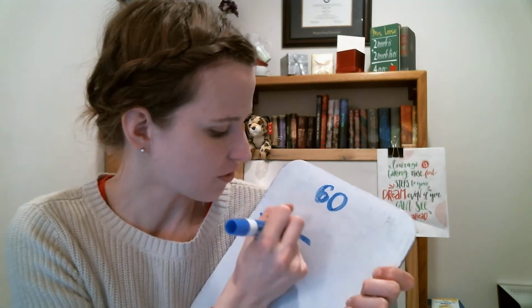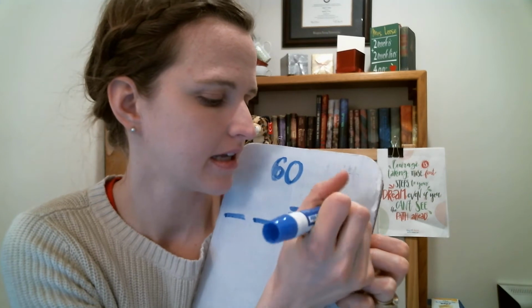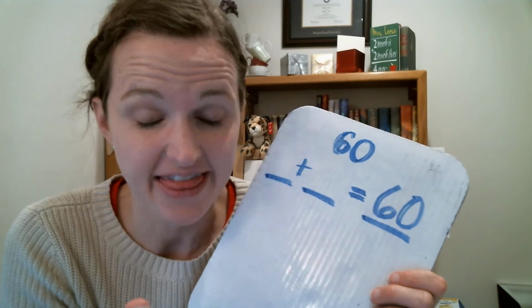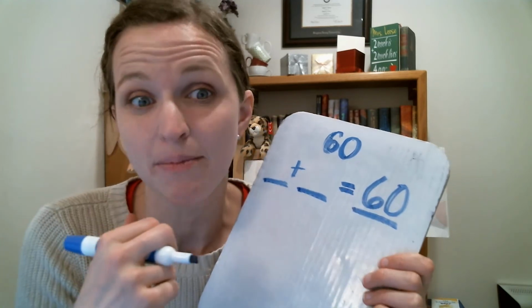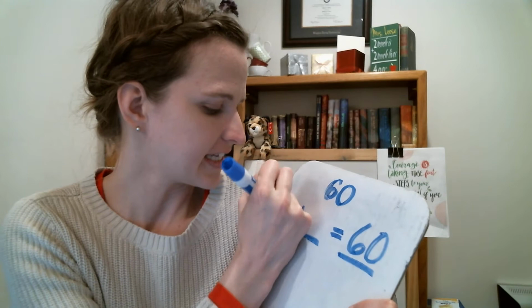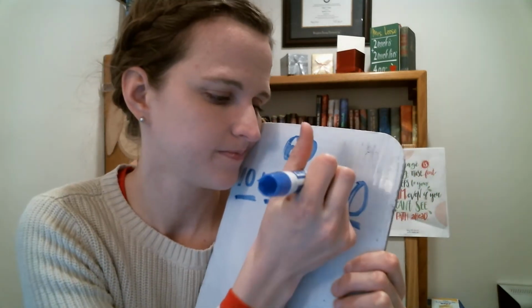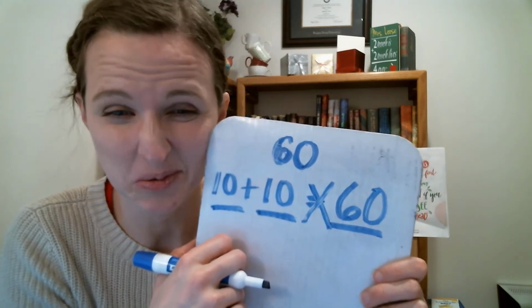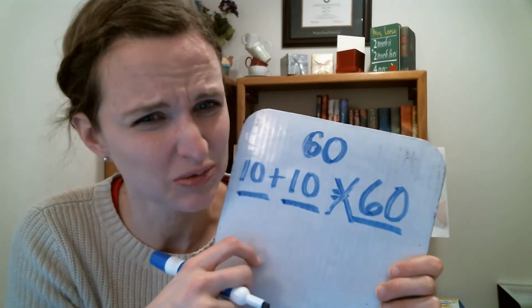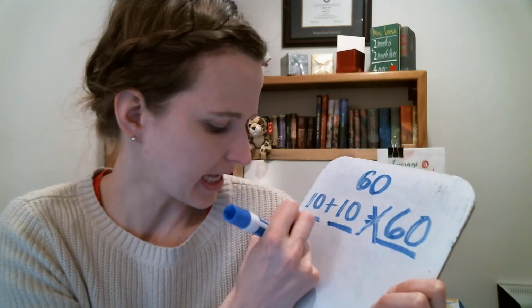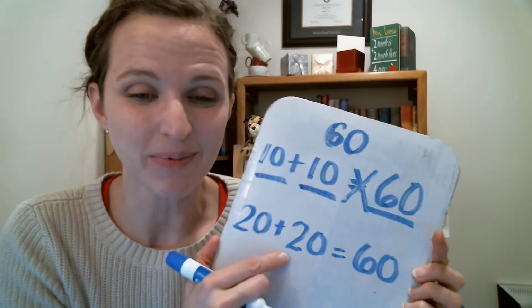Let's try and see if we can figure it out with just some guesses. I knew 5 plus 5 was 10, and that was way too small. So let's try 10 plus 10. Does that equal 60? No. 10 plus 10 equals 20. That's still really small. I need to try again. Let's try 20 plus 20.